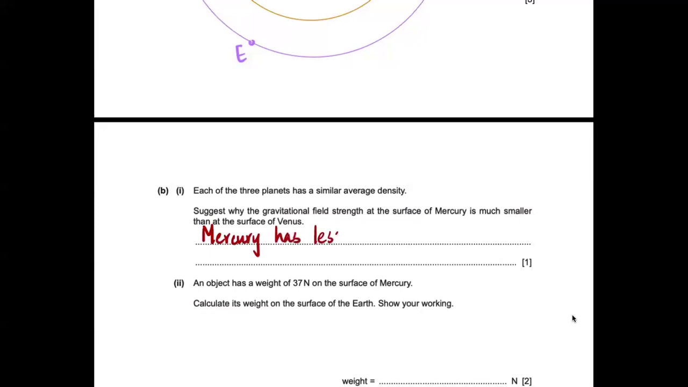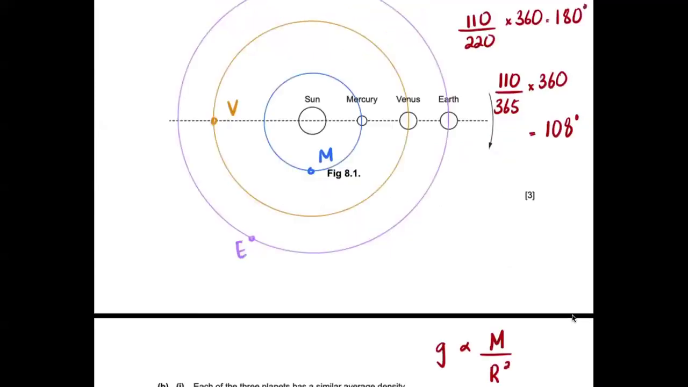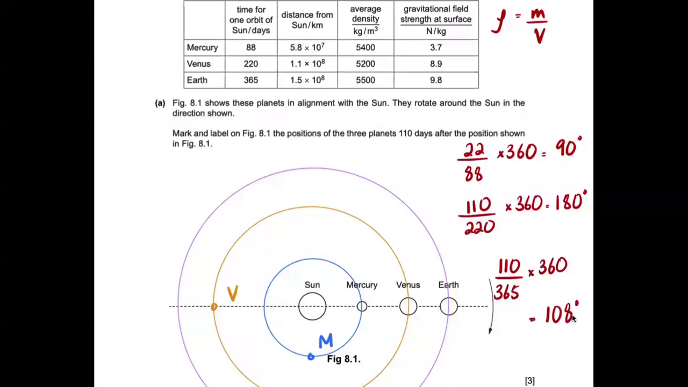All right, so what you need to know about gravitational field strength is this, that the gravitational field strength is basically proportional to the mass of the planet and inversely proportional to the radius squared. So basically this factor here outweighs this factor, that even though it's smaller in size, its mass is so less that the gravitational field strength is also really less.